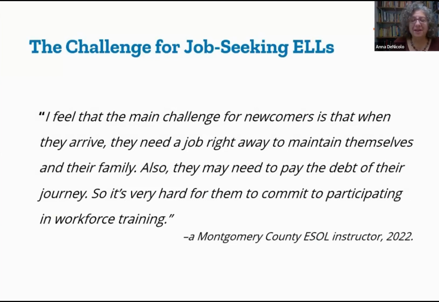We felt that this Montgomery County ESOL instructor summed it up very well. She said, I feel that the main challenge for newcomers is that when they arrive, they need a job right away to maintain themselves and their family. Also, they may need to pay the debt of their journey. So it's very hard for them to commit to participating in workforce training.